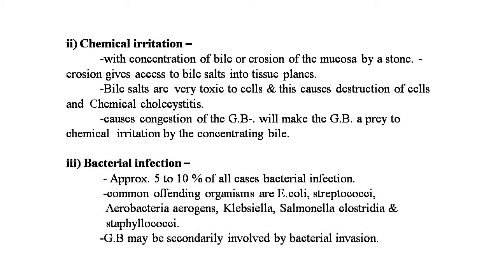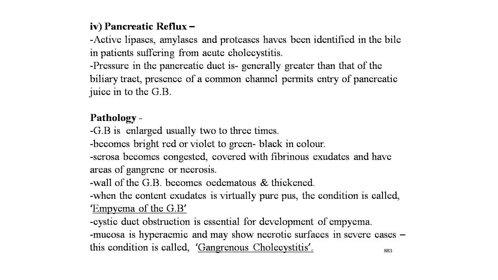Third pathological factor is bacterial infection. In approximately 5 to 10% of all cases, bacterial infection contributes. Common offending organisms are E. coli and Streptococcus, Enterobacter aerogenes, Klebsiella, Salmonella, Clostridia and Staphylococci. The gallbladder may be secondarily involved by bacterial invasion. Fourth and final pathological factor is pancreatic reflux. Active lipases, amylases and proteases have been identified in the bile of patients suffering from acute cholecystitis. Pressure in the pancreatic duct is generally greater than that of the biliary tract. Presence of a common channel permits entry of pancreatic juice into the gallbladder.